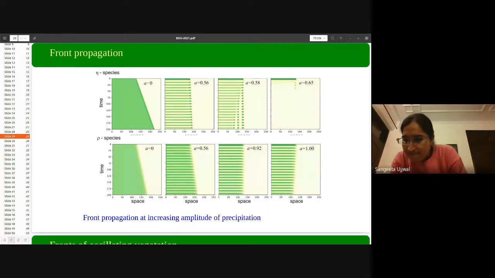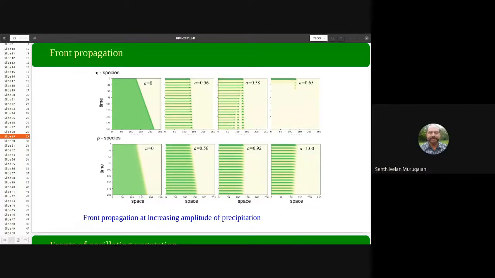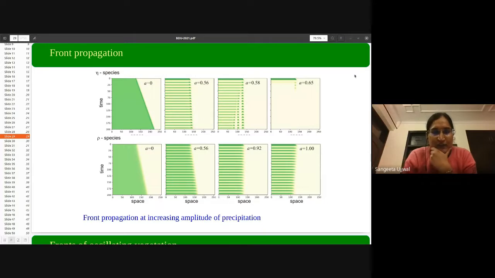Yeah. So I have one question, Sangeeta. Yes, sir. Whether these equations are valid for a particular region or is it a universal model? So this is for a particular region. For example, this is for dry land ecosystems. If we want to model a particular region, then accordingly we will have to choose these parameters.